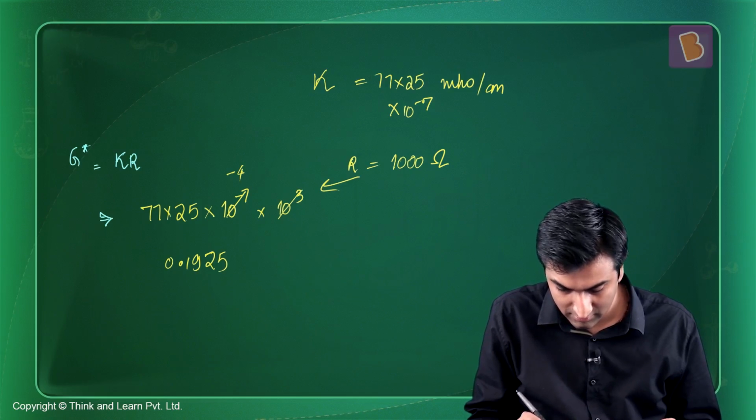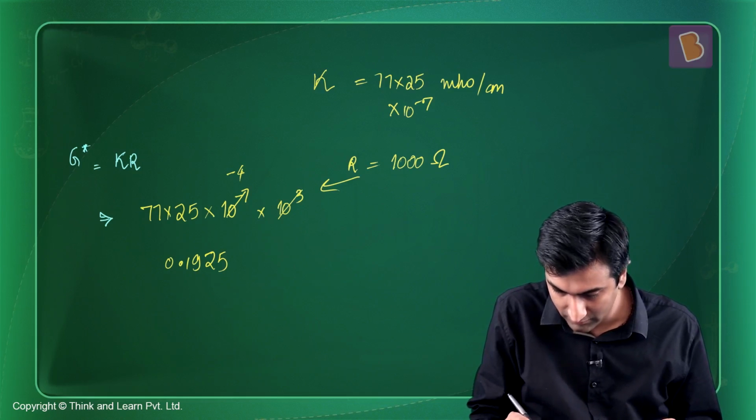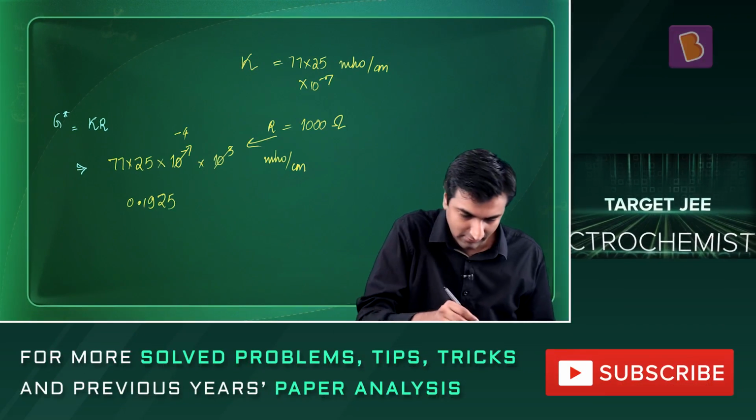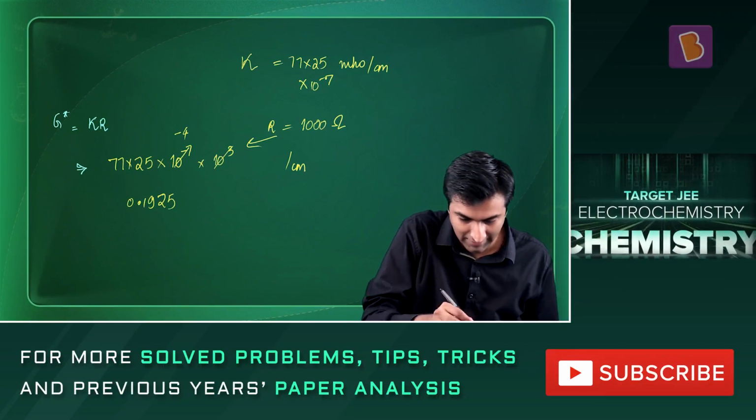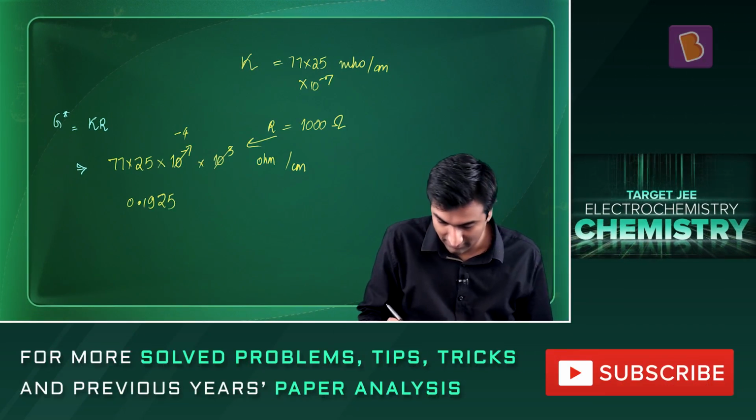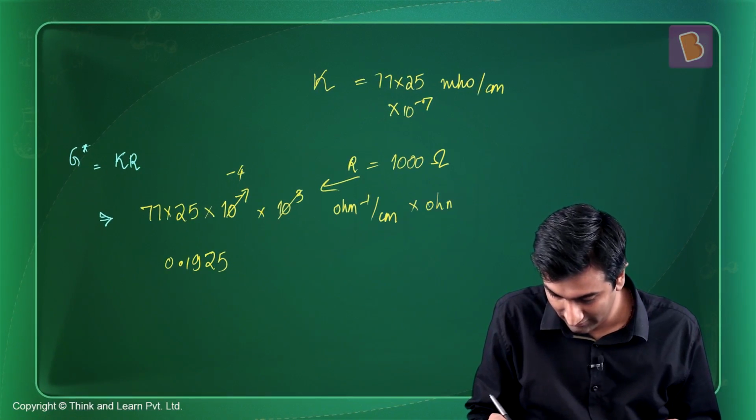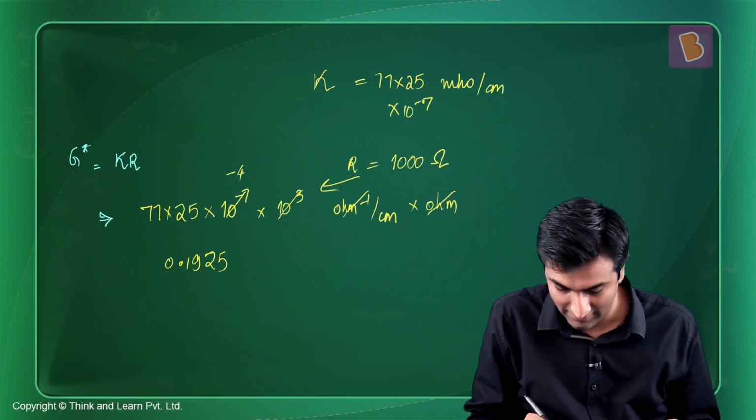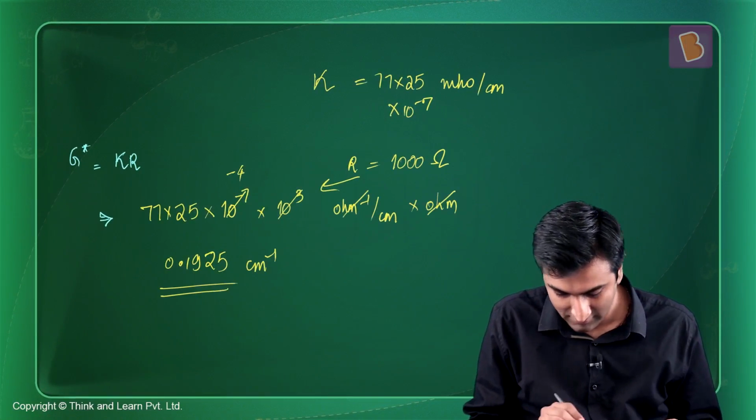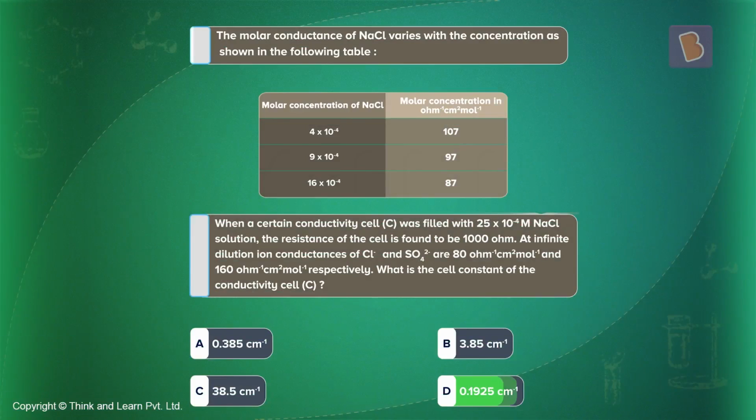Let's check the units. The units of kappa were mho per centimeter. And okay, let's stop writing mho. It was all fun and games, but just to ohm inverse, so that I'm not messing with you guys anymore. And this here is just ohm, right? So there you go, these get cancelled out. So this is cm inverse. My units are fine. Okay, that's the answer: 0.1925 centimeter inverse, which is option D.